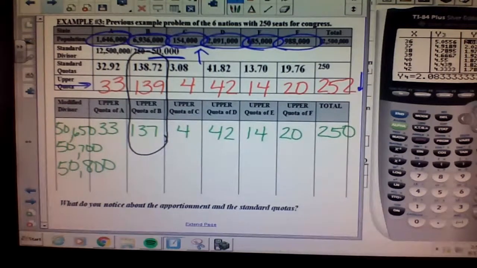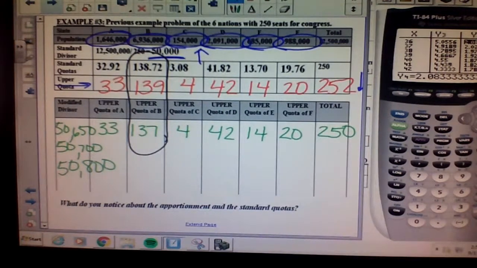It's not gonna happen all the time. It didn't happen in every example we've done. But it can, okay? So Adam's method can cause lower quota violations. Upper quota causes lower quota violations.